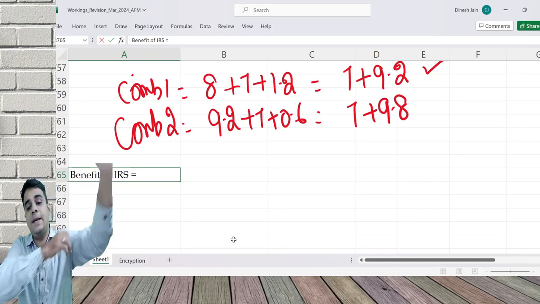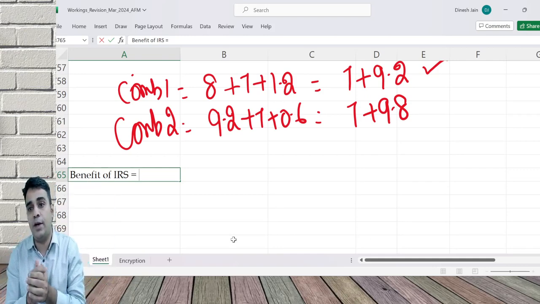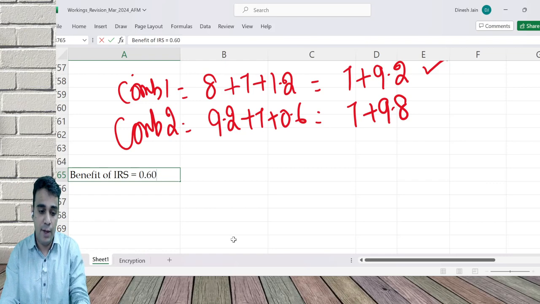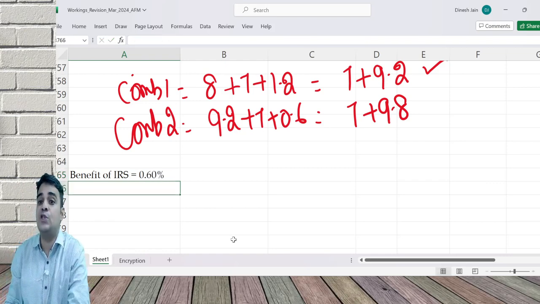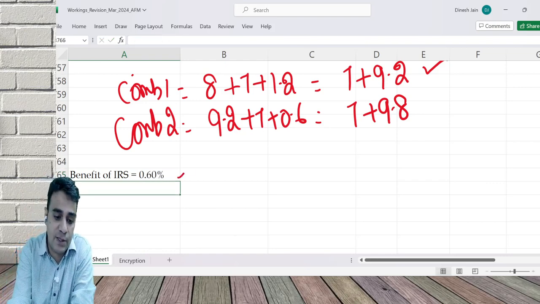Gap between the two rates. T plus 9.2 compared to T plus 9.8. What is the difference? 0.6%. In the first situation, 0.6 goes in what ratio? M will take some, S will take some.